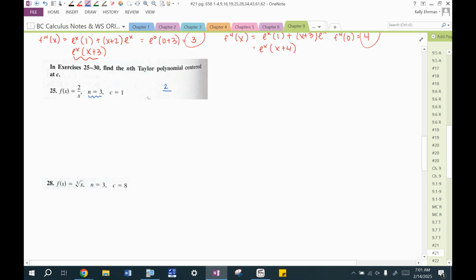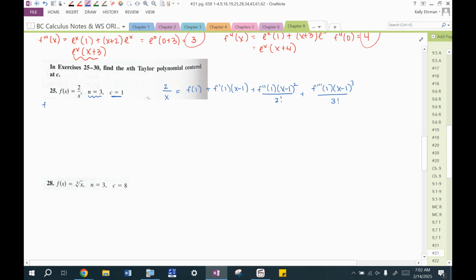The third order, which will probably be degree 3. So 2 over x is about equal to f of 1, because the center's 1, plus f prime of 1 times x minus 1, plus f double prime of 1 times x minus 1 squared over 2 factorial, plus f triple prime of 1 times x minus 1 cubed over 3 factorial. So that's as far as we're supposed to go for this one.